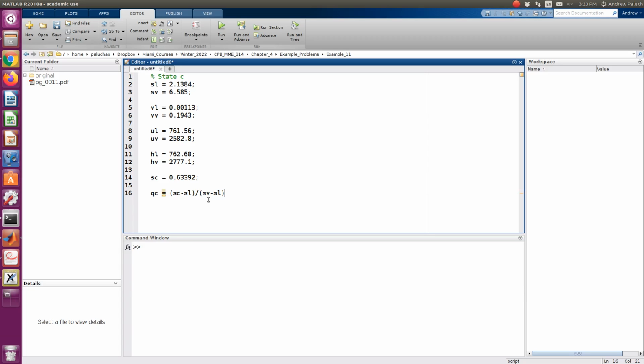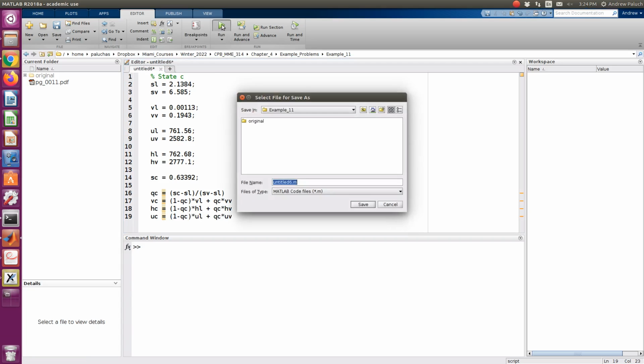Then once we have Q, we have that VC is equal to 1 minus QC times VL plus QC times VV. HC is equal to 1 minus QC times HL plus QC times HV, and UC is equal to 1 minus QC times UL plus QC times UV. Phew.